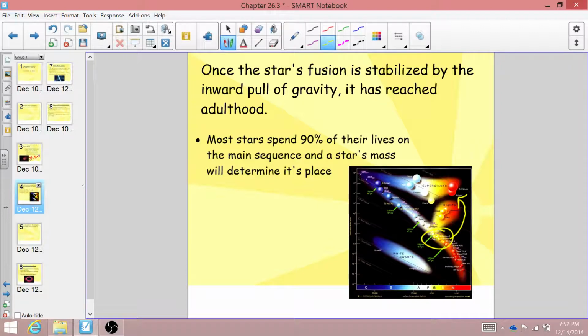Now, once it's reached a certain point, it can no longer sustain its own fusion. It's basically burned up all of its fuel. Once that happens, it's going to shed its outer layers, losing a whole bunch of weight, until the only thing that's left is a white dwarf. So, any star, including our sun, is going to follow a sequence just like this on the HR diagram. But for 90% of its life, it's going to be found right on this line on the main sequence.